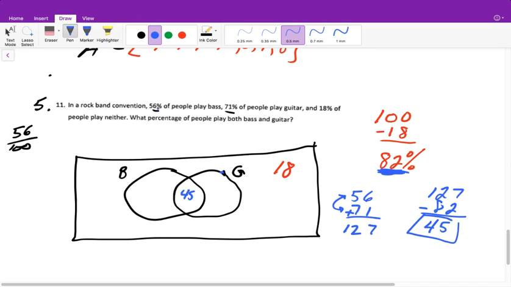And if there's 56% that play bass, that means there's 11 that play just bass. And if there's 71 that play guitar, that means 71 minus 45 is then equal to 26. So that means there's 26 people, or 26% that play just guitar.